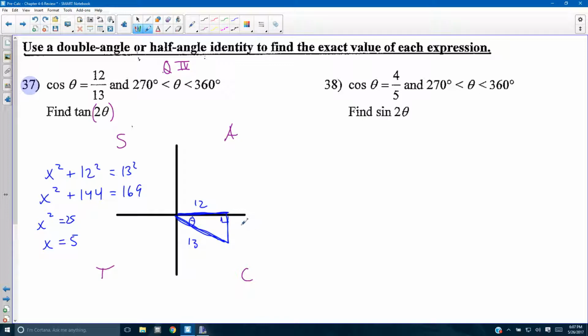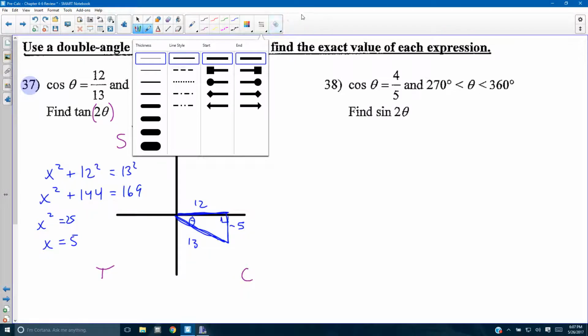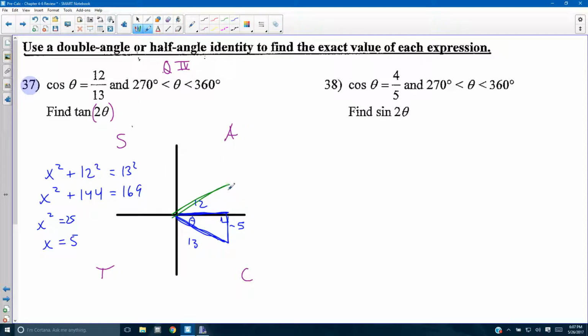Second thing is this 5 is not positive. It's actually negative because we are going downwards. And this is the exact reason why it's important to know what quadrant we're in. We could have had 12 over 13 up in the first quadrant just fine. That would have been cosine of theta as well, 12 over 13. But this 5 would have been positive. And that changes answers, as you can see. Tangent has a different opposite value now. So stressing quadrant 4 is their way of saying, make this 5 negative.